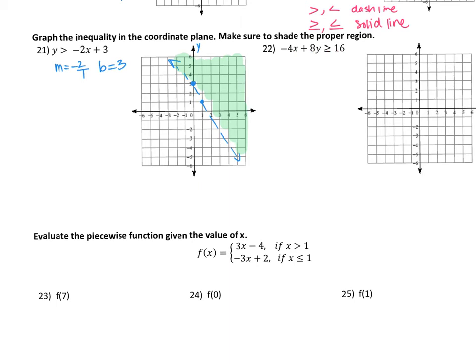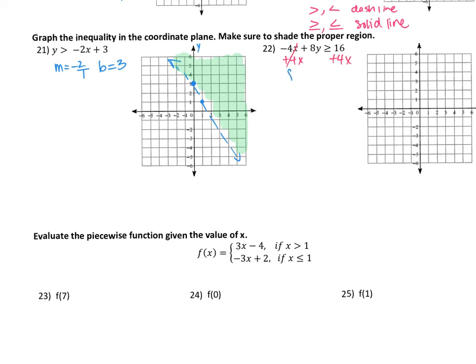This one here is a little bit trickier because notice that y is not by itself, so you need to get it by itself. The reason why you do this is so you can get it in that slope-intercept form, so that way you can figure out what the slope is and the intercept so you can make an easy graph here. So to do that, let's try to get the y by itself by moving over the 4x first by adding it to both sides.